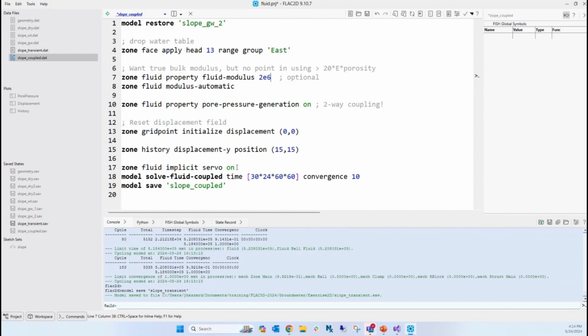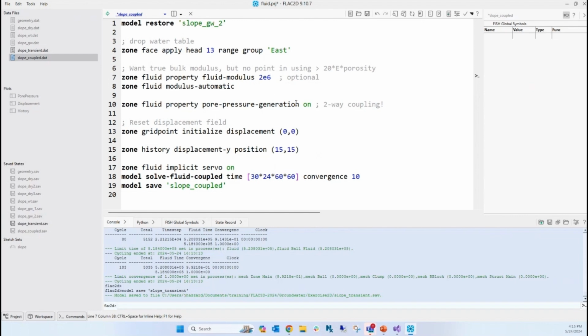Again, we can turn the implicit on if you want to. Probably doesn't make a big difference in this example, but it could in a real example. And now you say model solve fluid coupled, and you give some time. And it will automatically flip back and forth between mechanical and fluid. The difference here is that it does it much more tightly coupled, right? It takes one fluid step and solves for mechanical, takes one fluid step, solves for mechanical, takes one fluid step, solves for mechanical, which is different than what we did before, where we solved fluid to some amount of time. So it's multiple fluid steps and then solve mechanical, and then multiple fluid steps and solve mechanical. This is just tighter coupling, more accurate.